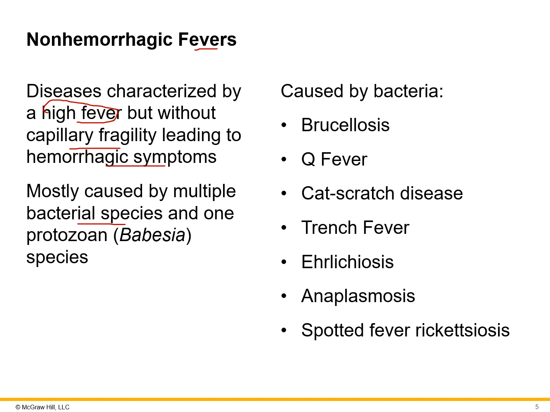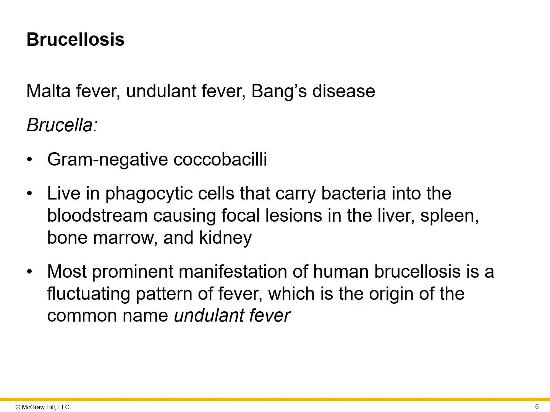And again, our list here, we're not going into a lot of information about these. I'll highlight a few of them, but I do want you to know which ones are non-hemorrhagic fever diseases. And again, all of these here are caused by bacteria: brucellosis, Q fever, cat scratch, trench fever, ehrlichiosis, anaplasmosis, and spotted fever rickettsiosis. Highlighting just a couple of those, brucellosis causes what's referred to as Malta fever, undulant fever, Bang's disease. All of these mean the same thing. They're just different names over the years.